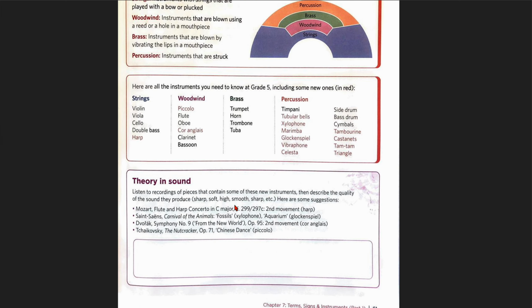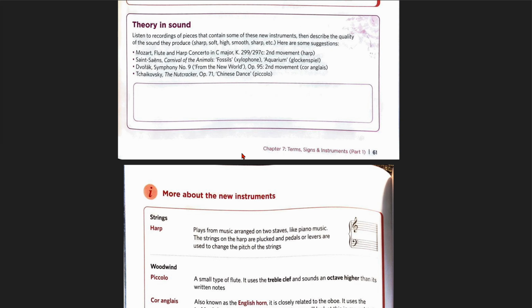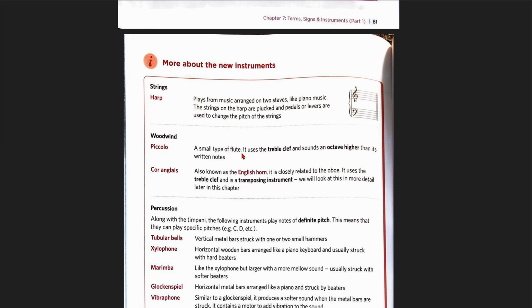Here are the instruments that you need to know for grade 5. Some of the new ones are highlighted in red, which are harp, piccolo, cor anglais, tuba, bells, xylophone, marimba, glockenspiel, vibraphone, celesta, tambourine, castanets, tam-tam, and triangle. So, more about new instruments.